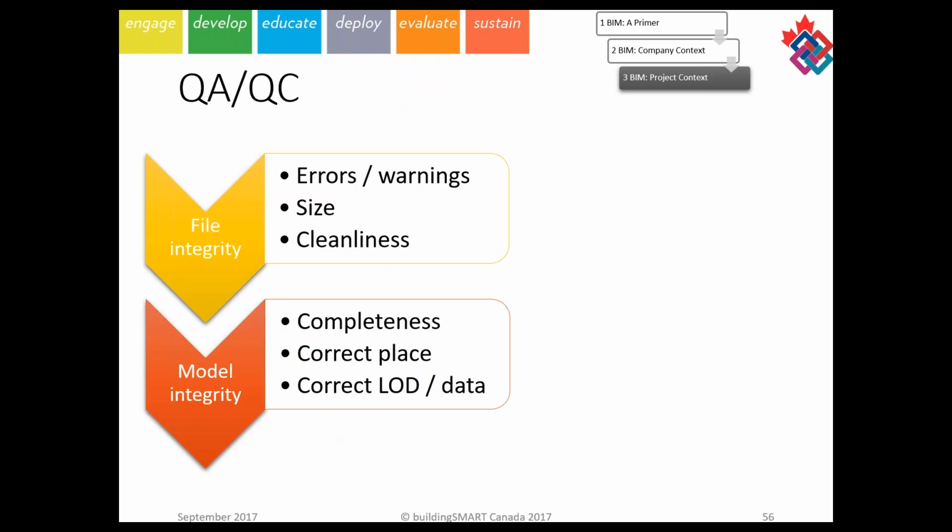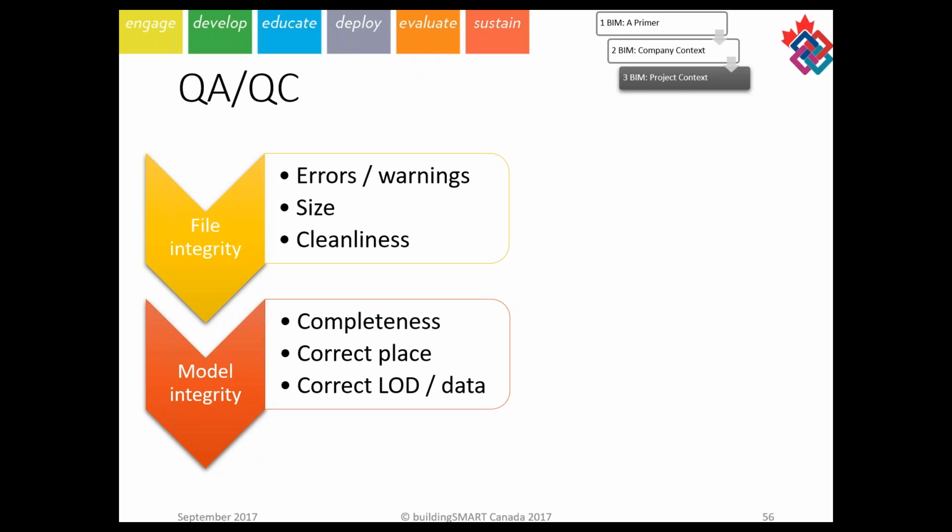Quality assurance and quality control is the final part of that particular chapter, which is how to make sure that what you are developing works and continues to be useful, both from a file point of view, just how do you make sure that the files you're exchanging stay high quality? How do you identify and address errors? And how do you worry about size and the cleanliness of the model?